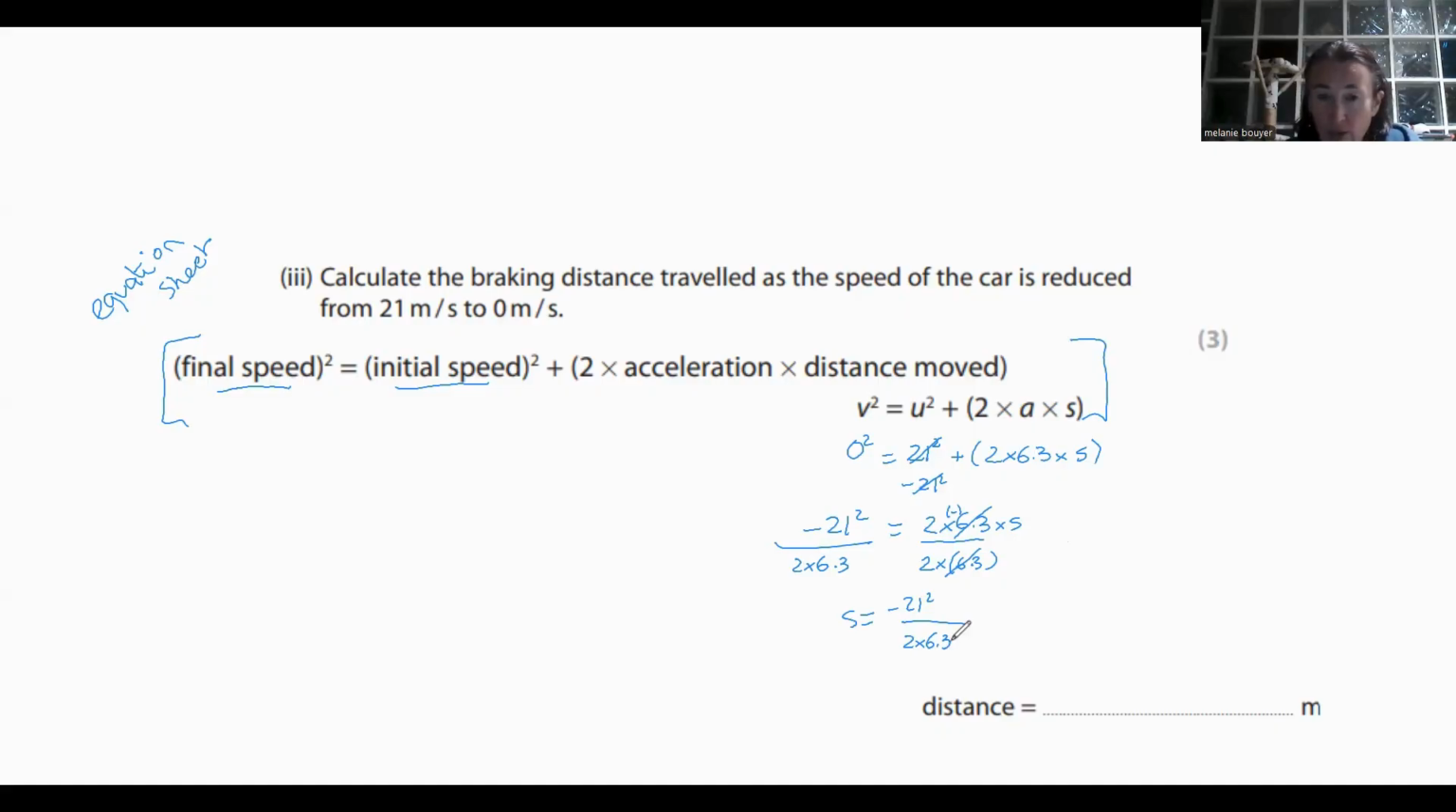And then you put it in your calculator. Make sure you put brackets when you are putting this number in your equation. Make sure you put this in brackets, otherwise you might not get the correct answer. And you should find an answer of 35 meters. Let's have a look at our mark scheme.